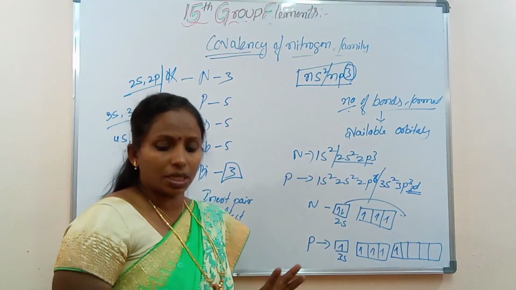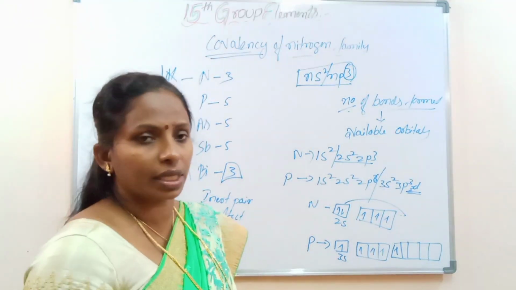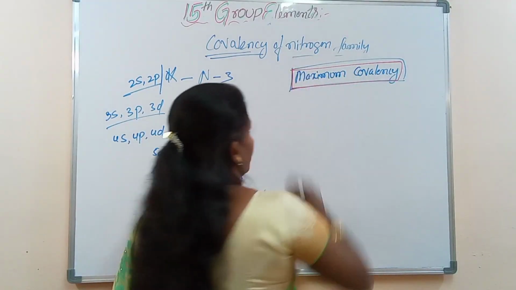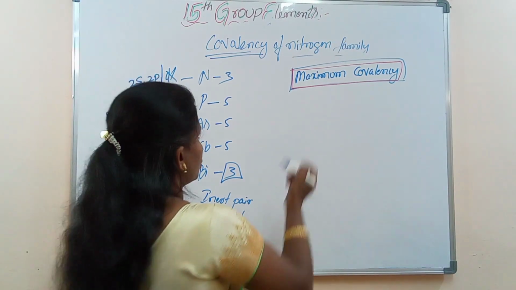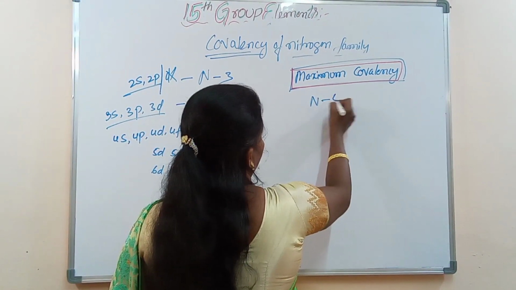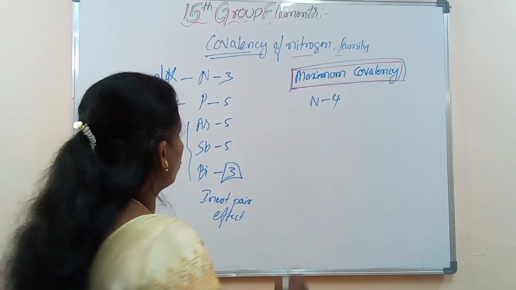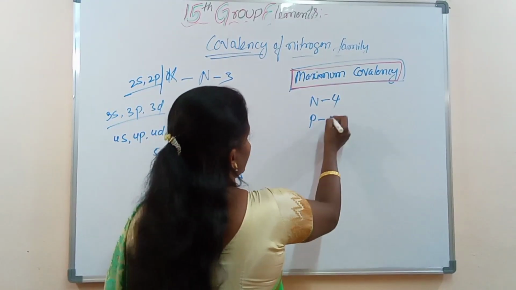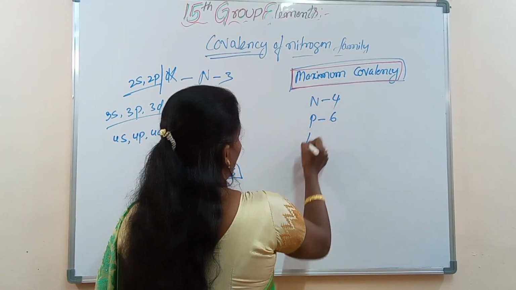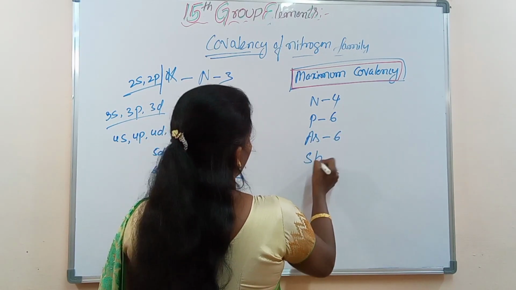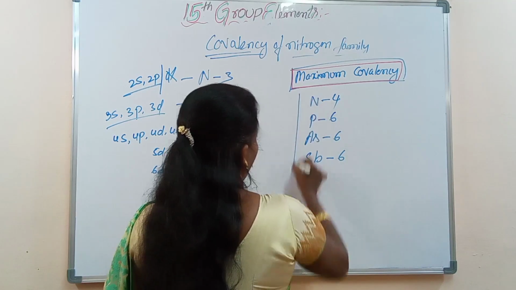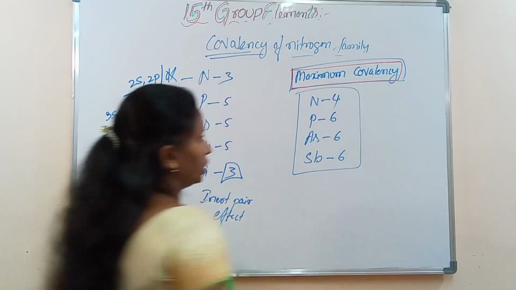But in the exam they will ask what is the maximum covalency. The maximum covalency of nitrogen is 4. For phosphorus it is 6, and for arsenic and antimony, Sb also, it is 6.